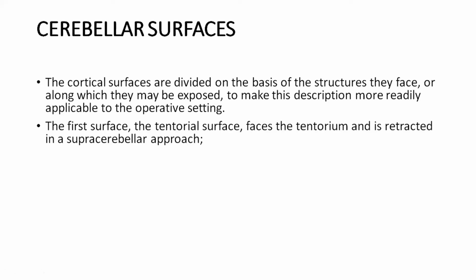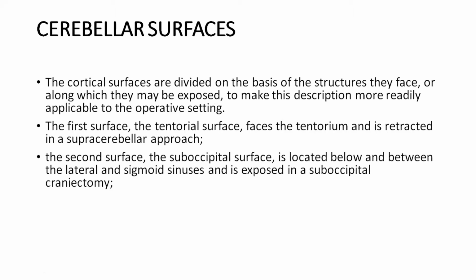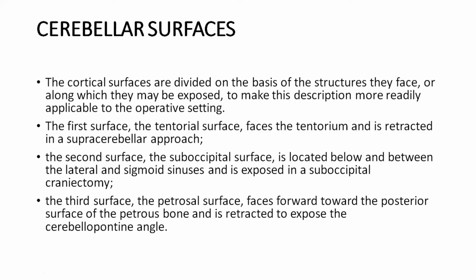The first surface of the cerebellum is the tentorial surface. It faces the tentorium, and it is one of the surfaces that is retracted in a common approach, the supracerebellar approach. The next surface is the suboccipital surface, which is located below and between the lateral and the sigmoid sinuses, and this is exposed in the suboccipital craniectomy that we commonly do. The third surface is the petrosal surface, which faces towards the posterior surface of the petrous bone, the surface that is retracted to expose the CP angle.